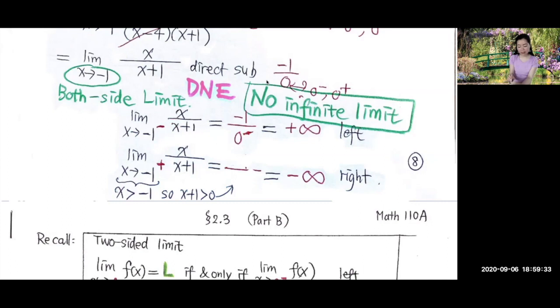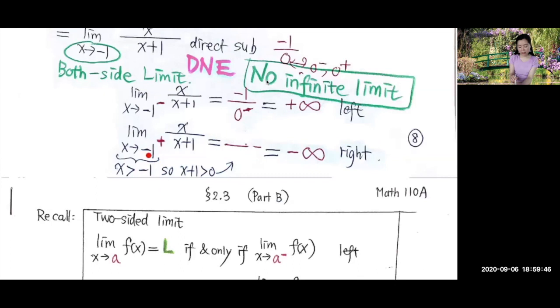So negative divided by negative is positive. So it is positive infinity. So the left-hand limit is positive infinity. What about the right-hand limit? When x approaches negative 1 from the right side, x is greater than negative 1. So x plus 1 is positive. So the denominator goes to 0, but it stays positive. The numerator goes to negative 1. So negative divided by positive is negative. So that will go to negative infinity. So that is the right-hand limit.